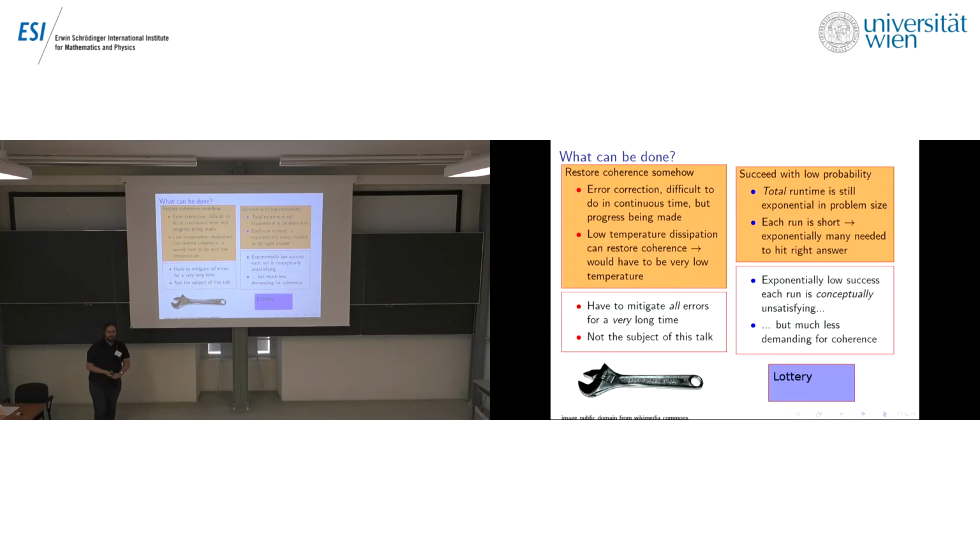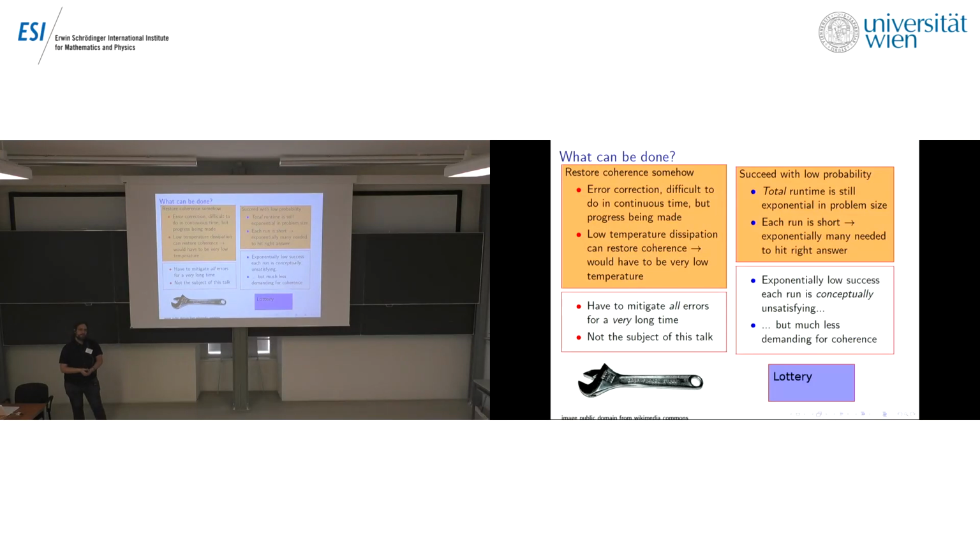There is progress being made there. Maybe if you had a very low temperature, dissipation could keep you there, but it would need to be very, very low. And the point is, if you really wanted this theorist model of it to work, you need to mitigate all of the errors for a very, very long time. This is not what I'm going to talk about, but I've put a wrench here to emphasize the idea of the hard work associated with this.